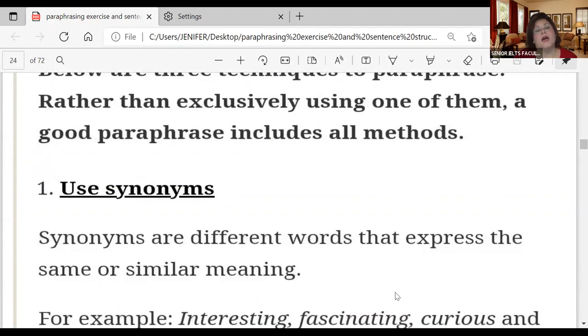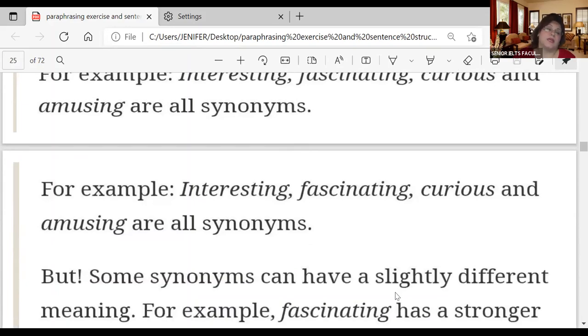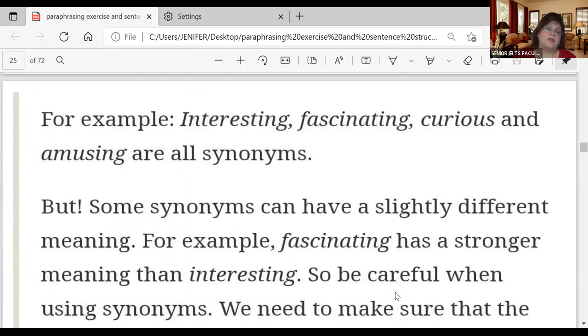First, use synonyms. Synonyms are different words that express the same or similar meaning. Now, paraphrase means, students, always remember one thing, the meaning shouldn't change. Write up to the mark. Don't beat around the bush. For example, interesting, fascinating, curious, and amusing are all synonyms. Every synonym is not the same, you need to understand this too. First of all, the synonym will depend on the situation.